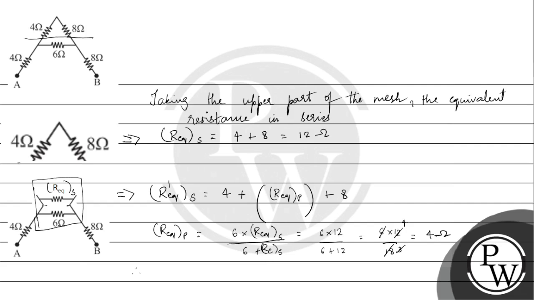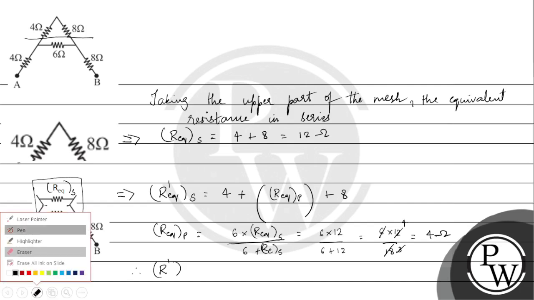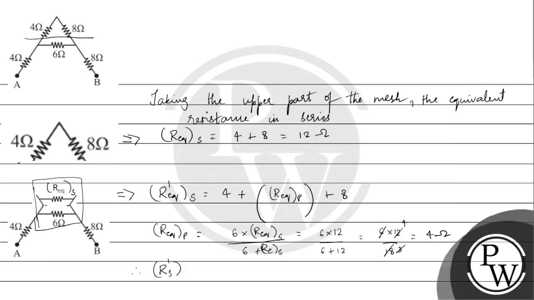So now we can calculate the total equivalence of the entire mesh. So this is equivalence in series. So this will be 4 plus 4 plus 8, and therefore this comes out to be 16 ohms. So the effective equivalent resistance of this mesh is 16 ohms.